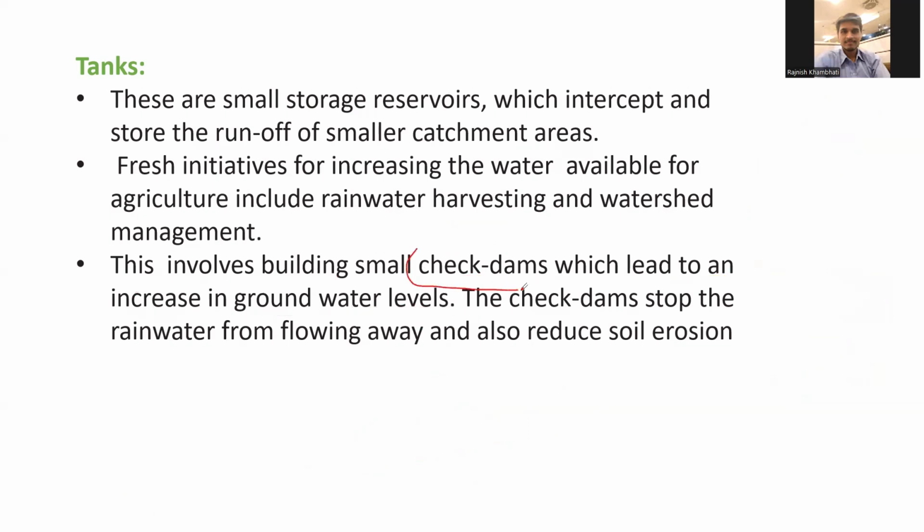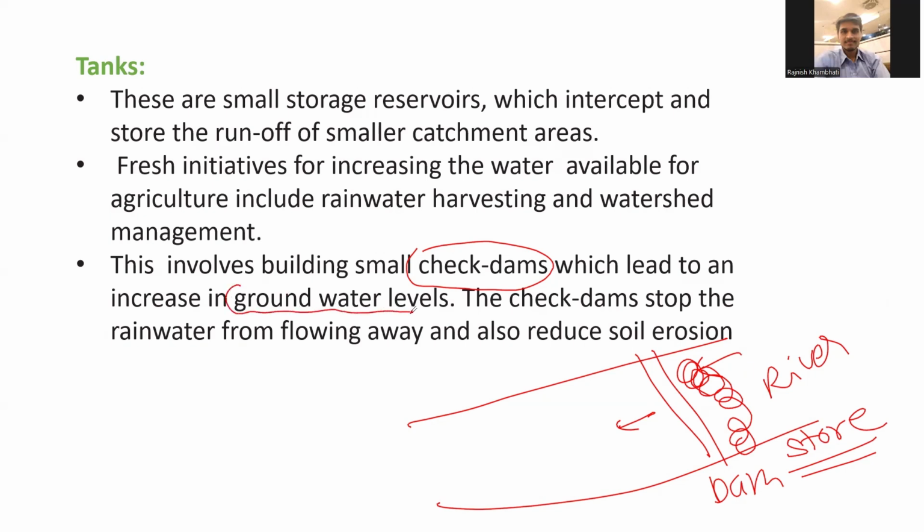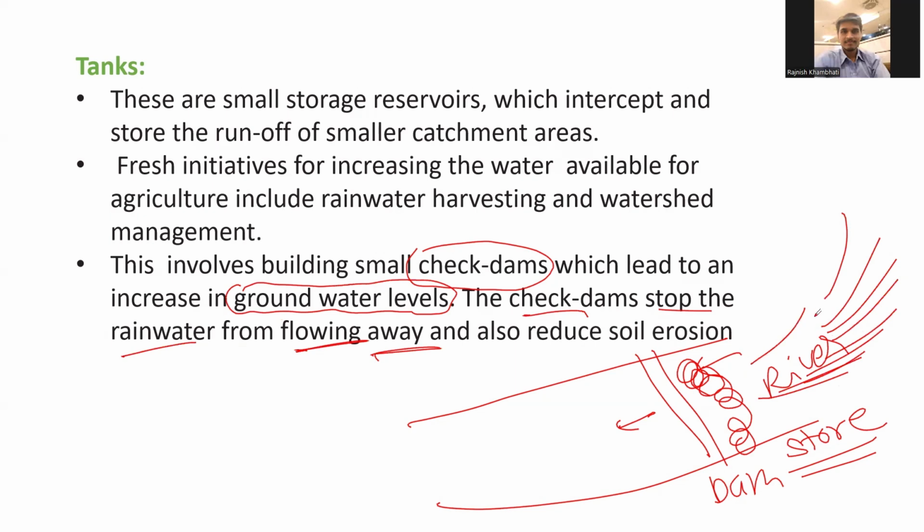Now, you may have heard about check dams. The government is building the dams. What will dams do? Like this is the area, and here we will make this dam. This is a river, for example. So river water will come here and water will accumulate here only. It will not go outside, not go in the forward direction. This is the way we store the water. When we store the water, this water will go into the underground water and increase the underground water level. The check dams stop the rainwater from flowing away. When rain comes, the water accumulates here and also reduces the soil erosion through the water.